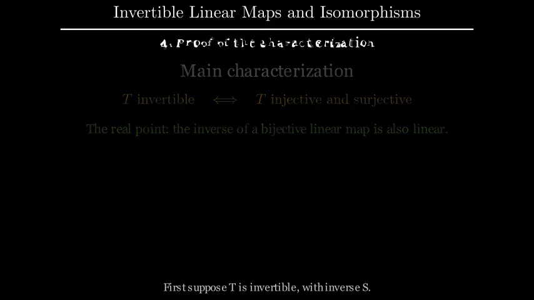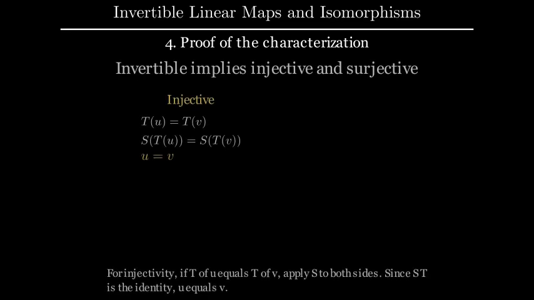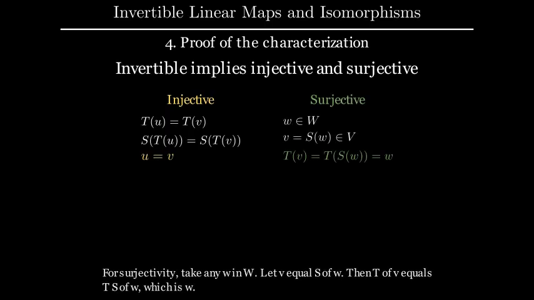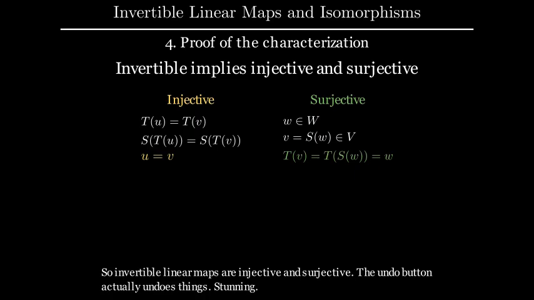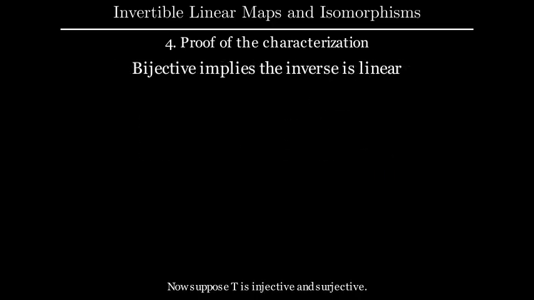First suppose T is invertible with inverse S. For injectivity, if T of U equals T of V, apply S to both sides. Since ST is the identity, U equals V. For surjectivity, take any w in W, let v equal S of w. Then T of v equals TS of w, which is w. So invertible linear maps are injective and surjective. The undo button actually undoes things. Stunning.